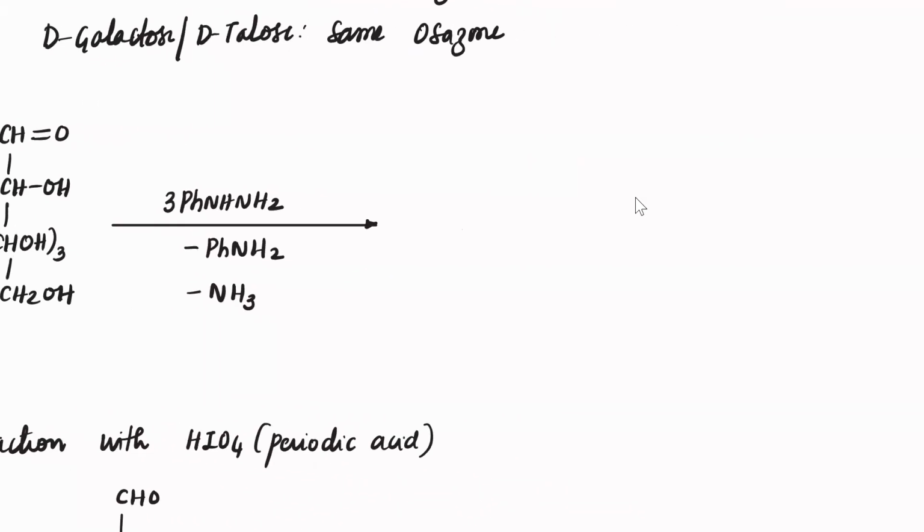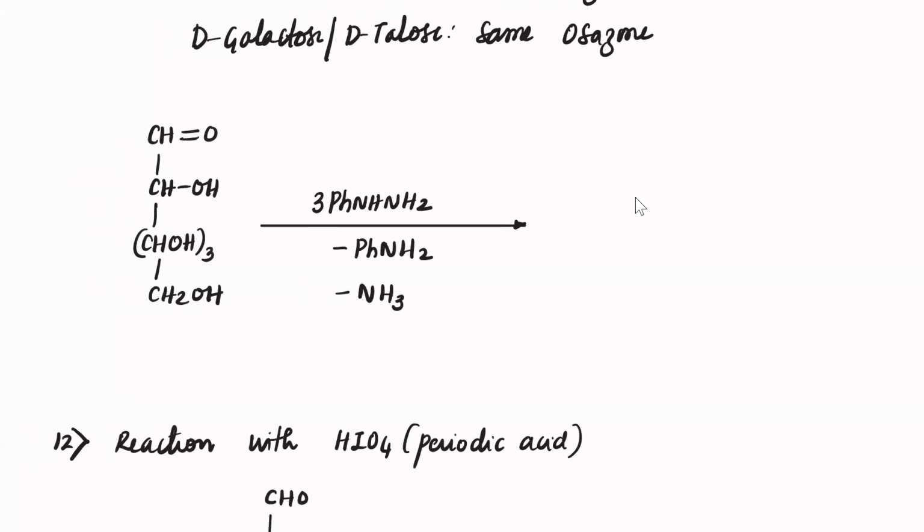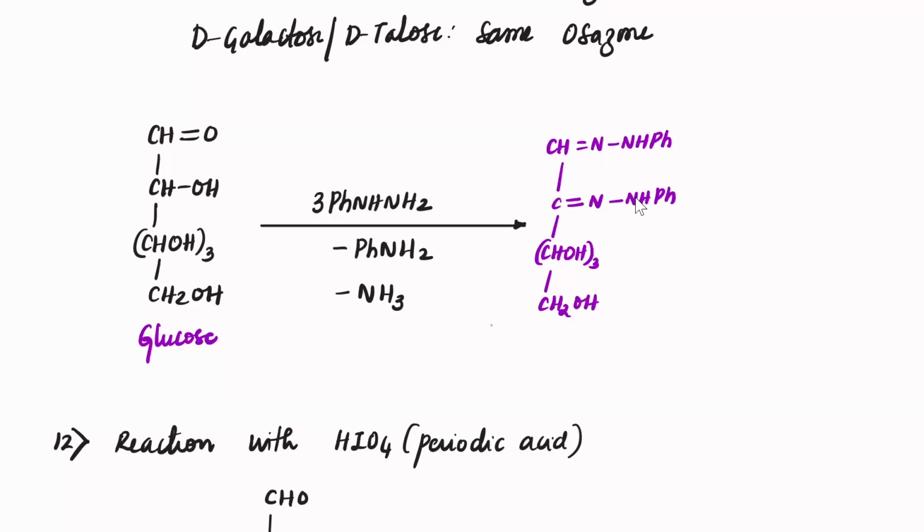Let me show you the product first and then I'll show the reaction, how it works. For example, if I have glucose, let's say this is glucose. It could be D-glucose or L-glucose. Now what would happen here is this part would convert into CH double bond N, NH, PH, like this. The second carbon will also convert into the same form, like this PH. And then we have CHOH three times, correct? And then we have CH2OH. This is the final product. This is osazone.